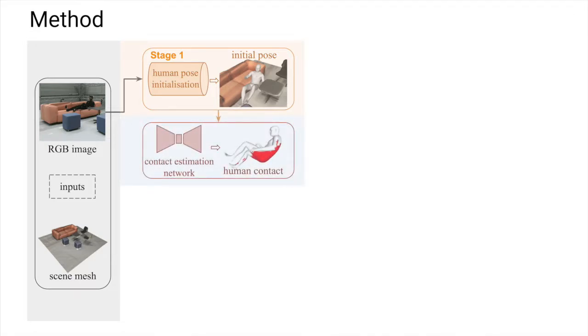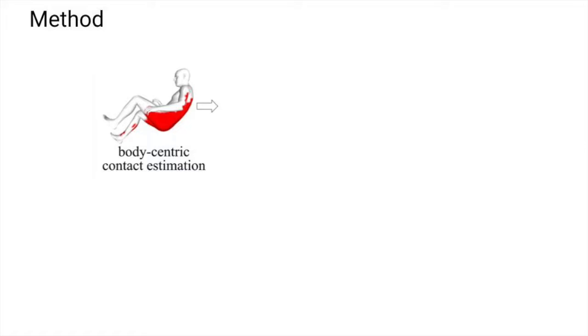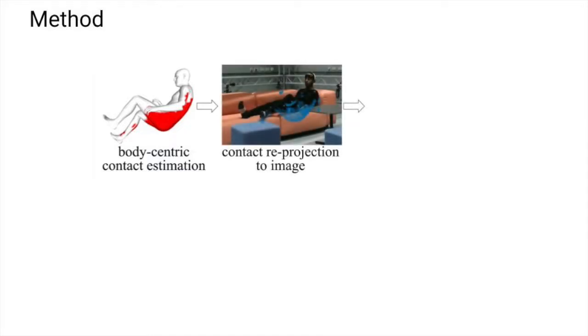Next, we utilize a human contact estimation network to acquire most probable contact areas on the human body surface from the initial estimations. We then apply our new raycasting technique to find the contacts on the scene. It casts rays from the camera through the reprojected human contact points to the scene surface. Specifically, after obtaining the contact points on the human body, we reproject the points to the 2D image space using camera parameters.